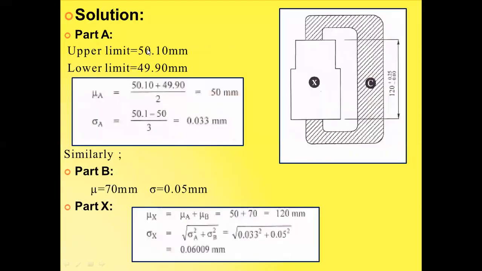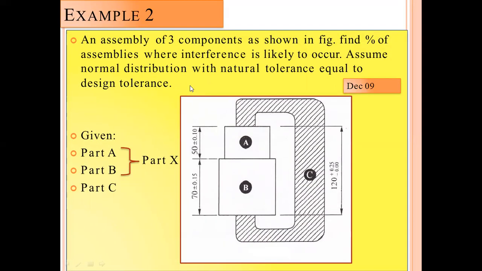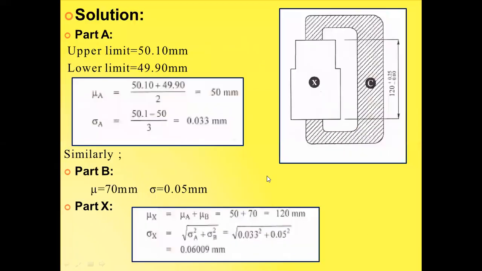Upper limit and lower limit are 50.10 and 49.90 for part A. For this part only, 50 plus minus. 50 plus 0.10 is 50.10 and 50 minus 0.10 is nothing but 49.90. Then we calculate the mean of these two: summation divided by 2. So that will be called the mean. 50.10 plus 49.90 divided by 2. So we will get 50 mm as the arithmetic mean for part A.